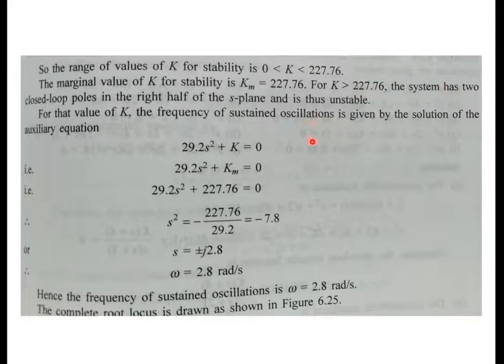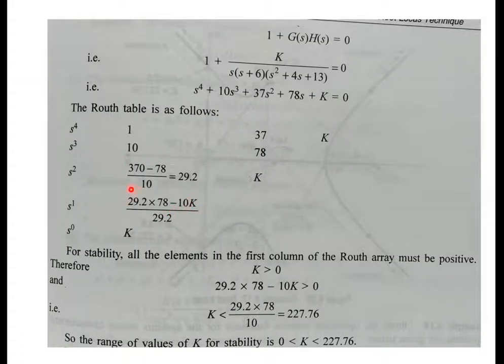So how will you find the marginal stability? It means it is on the j omega axis. That is, if it shifts to the right hand side, the system will become unstable. So here you have to form the auxiliary polynomial. Here the s to the power 1 row is 0, at what value of k? When 29.2 into 78 minus 10k is equal to 0. That k value is 227.76. If you put 227.76 here, you will get 0.